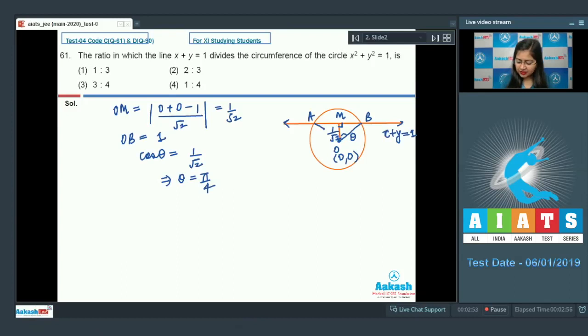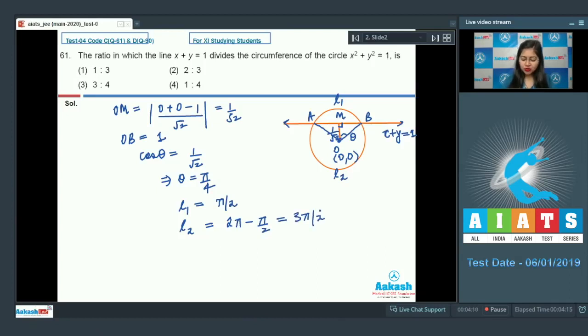And by symmetry we can say that the angle made by OA with OM is also pi by 4. Hence, the value of angle AOB is pi by 2, right? So, let us say the length of the smaller arc AB is L1 and the length of the larger arc AB is L2. Now, the length of arc L1 will be equal to radius R, that is 1, into 2 theta, that is pi by 2. Similarly, we can find the length of arc L2 equal to the whole circumference of the circle, that is 2 pi r, that is 2 pi minus L1, that is minus pi by 2. So this is equal to 3 pi by 2.